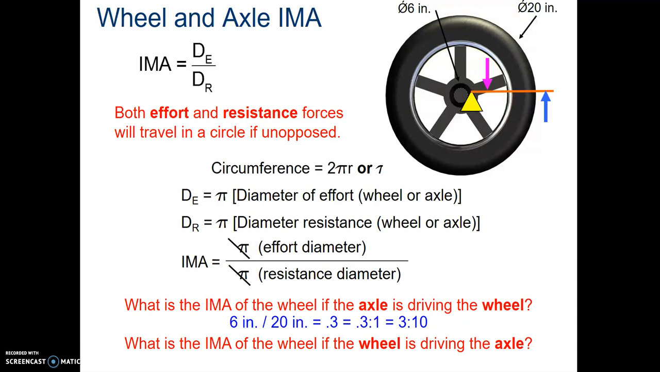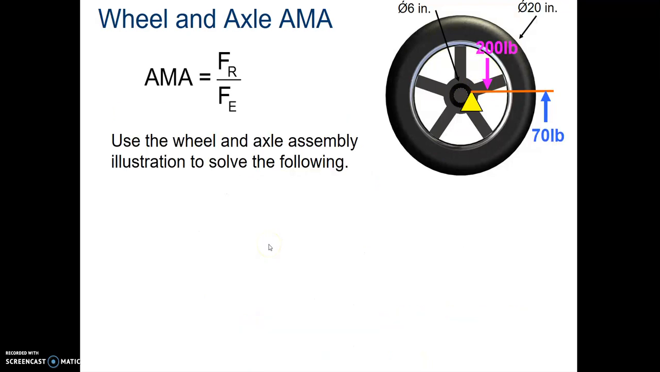So what happens if the wheel is driving that axle? The wheel is the input, and the axle is the output. Then we do the inverse of that. We take 20 divided by 6, we get a 3 1/3 to 1 ratio. The other ratio is less than 1, which means it takes more effort; the effort is larger than the resistance. Here we have an IMA, or mechanical advantage, greater than 1, so it takes less effort than resistance to spin those two. Actual mechanical advantage is just forces.